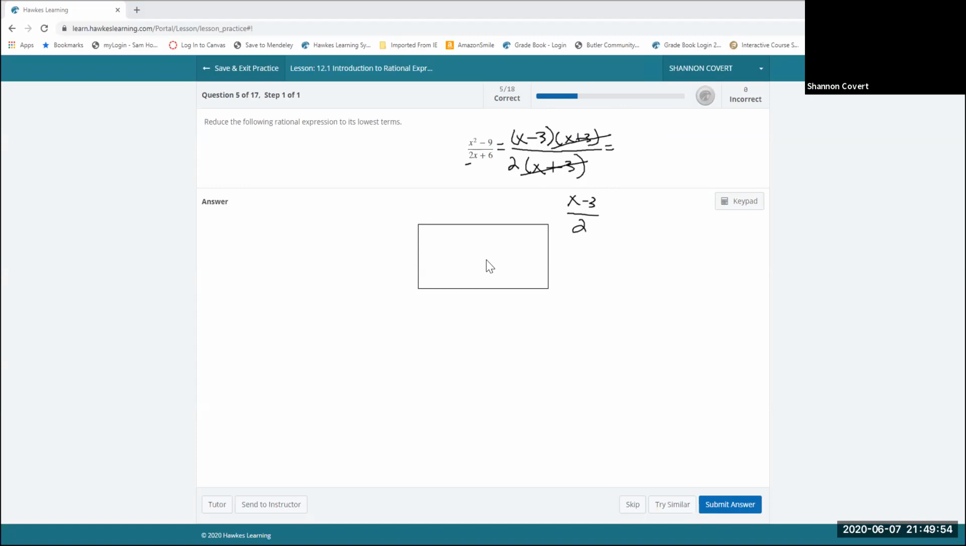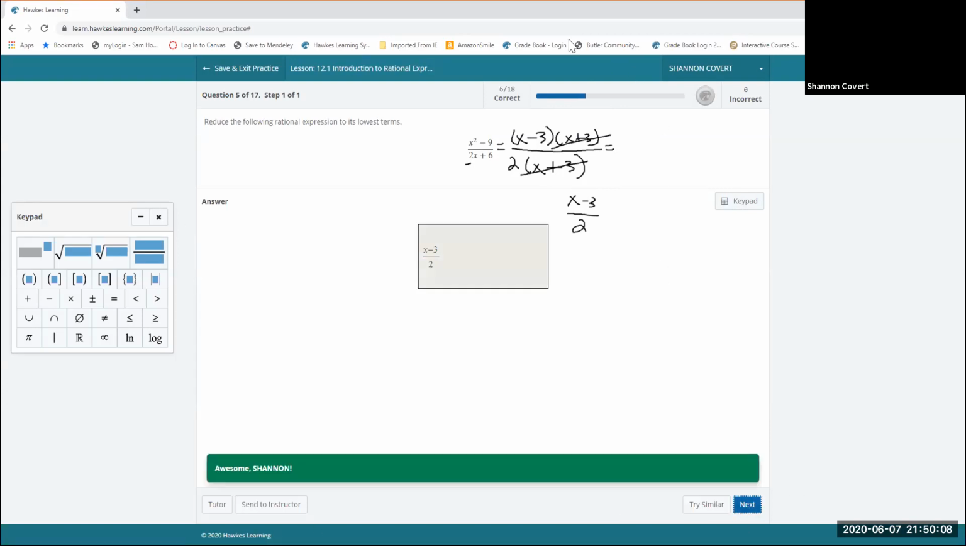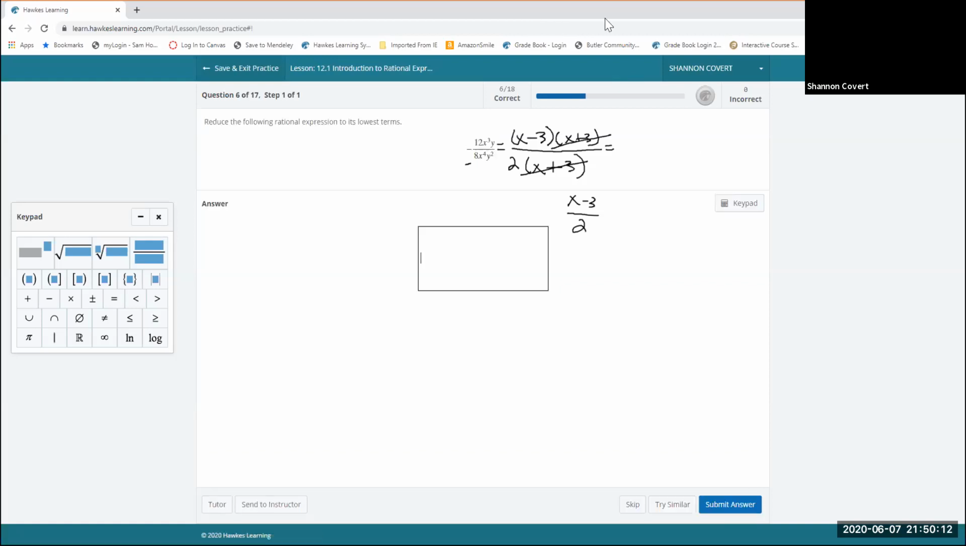So when you come down here, you open up your keypad, it's a fraction. So I have x minus 3 over 2, and I'm going to submit my answer. Move on to this next problem. Clear that annotation.